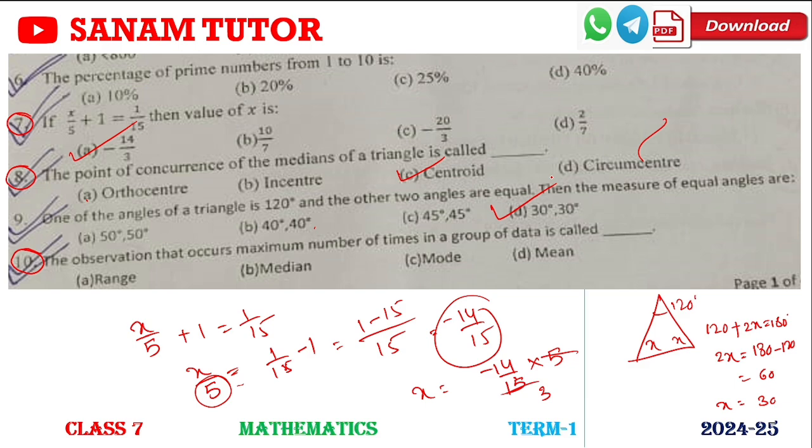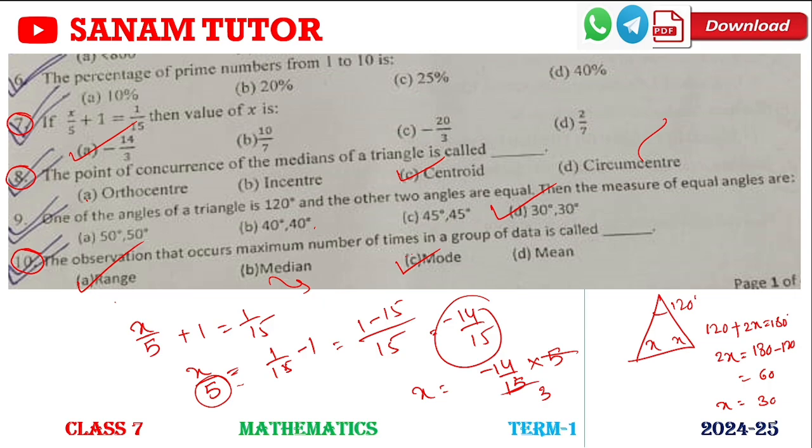Next question. The observation that occurs the maximum number of times is the mode. Mean means the sum of the numbers divided by the total number. Range means highest minus lowest. Median means first we arrange, then if n is odd, the median is the (n plus 1) by 2 term. If n is even, then the average of the n by 2 and n by 2 plus 1 terms. So option C is the correct answer.